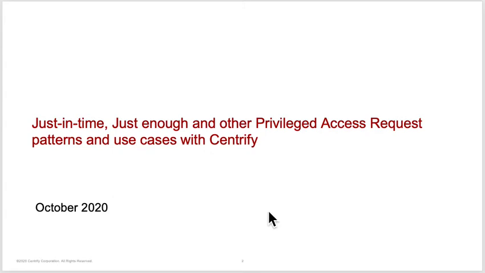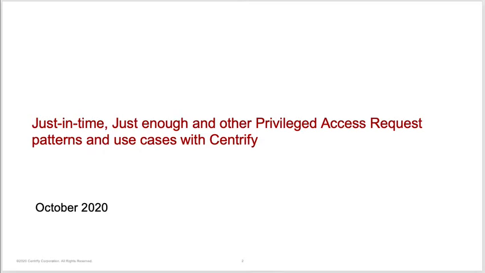Today and in the next few days, I'm going to be discussing a topic that has been brought up to me many times, and it's the topic around just in time, just enough, and any other access request patterns and how they work with Centrify. Centrify adds capabilities every few months, especially in the Privileged Access Service, and twice a year for Centrify Server Suite. It's a very important topic, and the reason why is as follows.